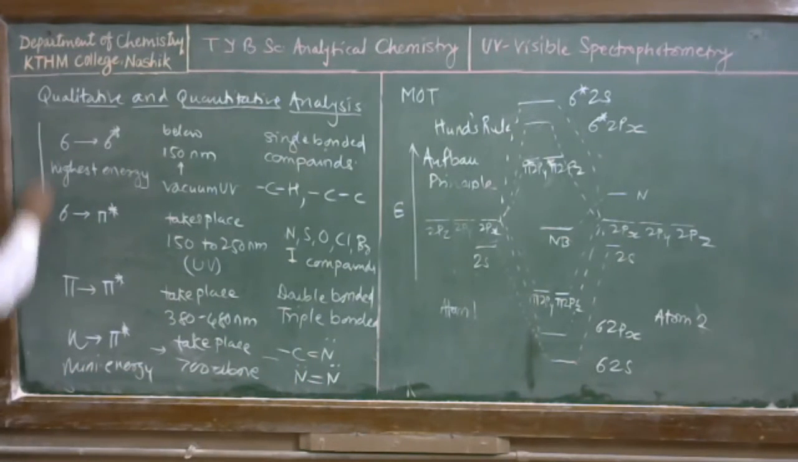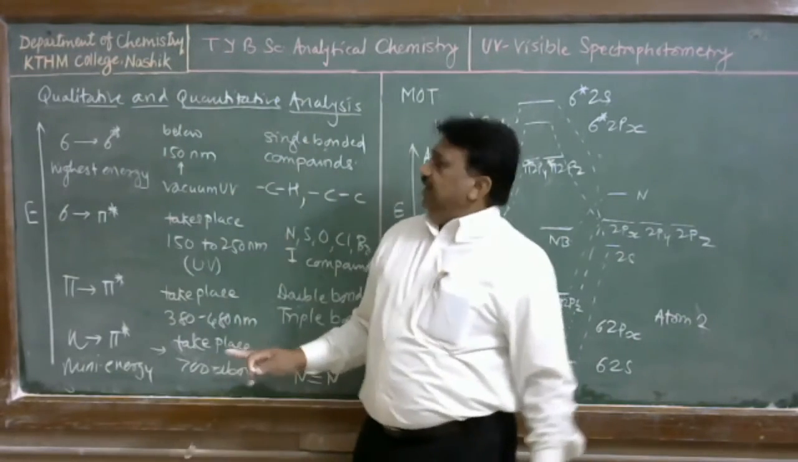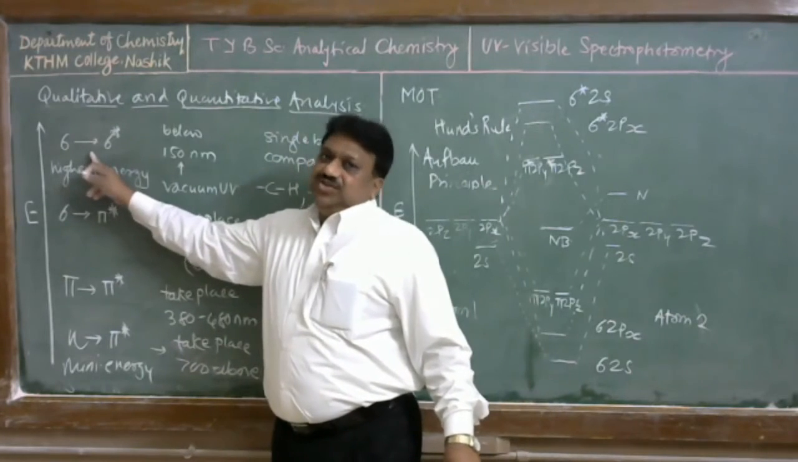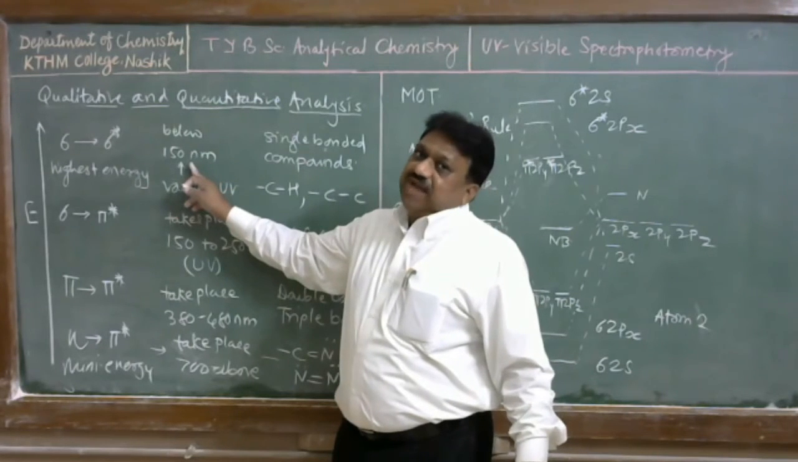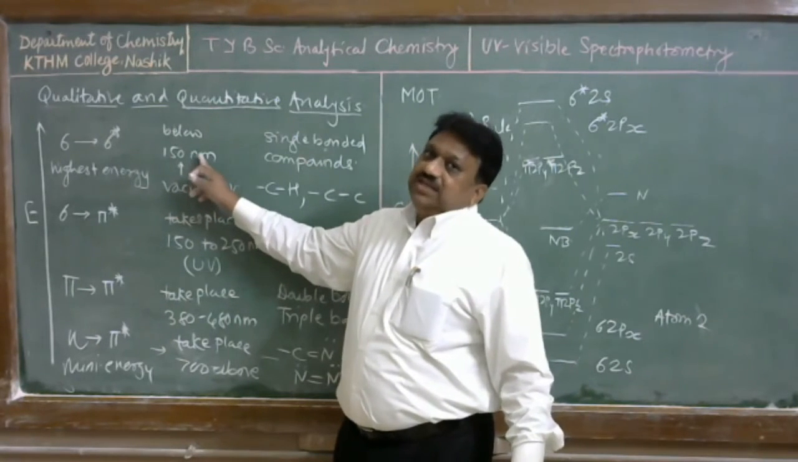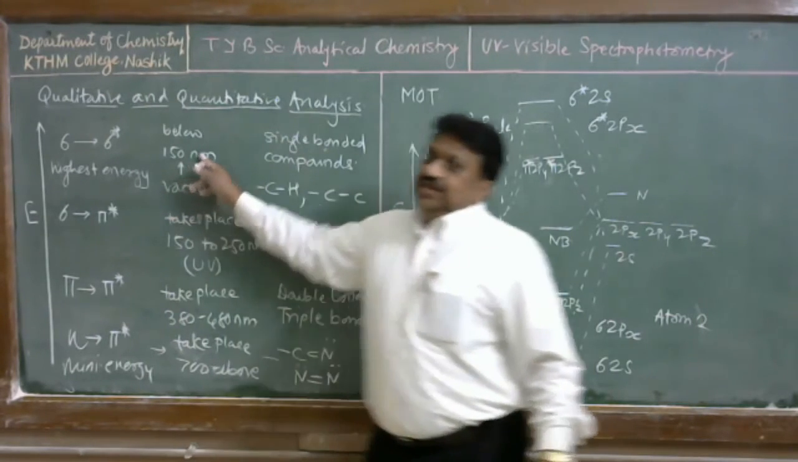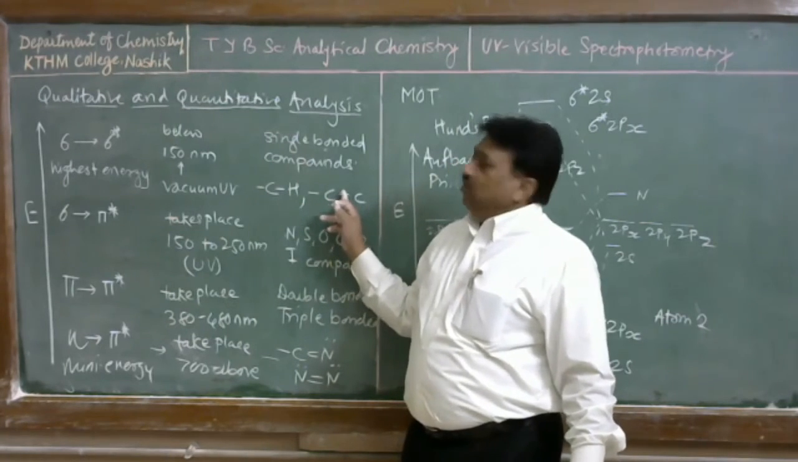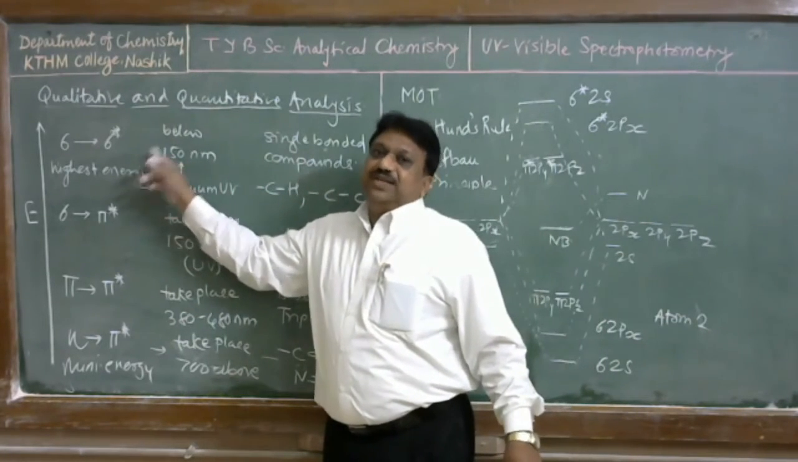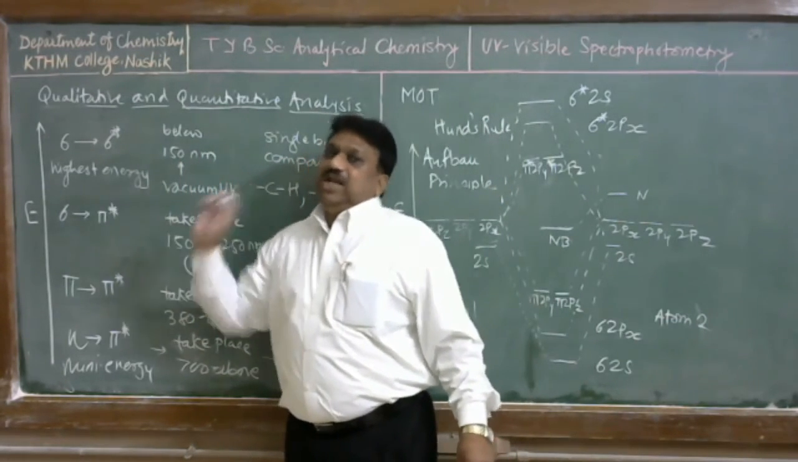If we consider the energy increasing in this order, then according to molecular orbital theory, sigma to sigma star transition requires the highest energy, which will take place in vacuum UV. That means only this radiation provides this energy for the transition. And here, all single bonded compounds show this type of transition. One of the most important advantages is that single bonded compounds show absorbance below 150 nanometer.